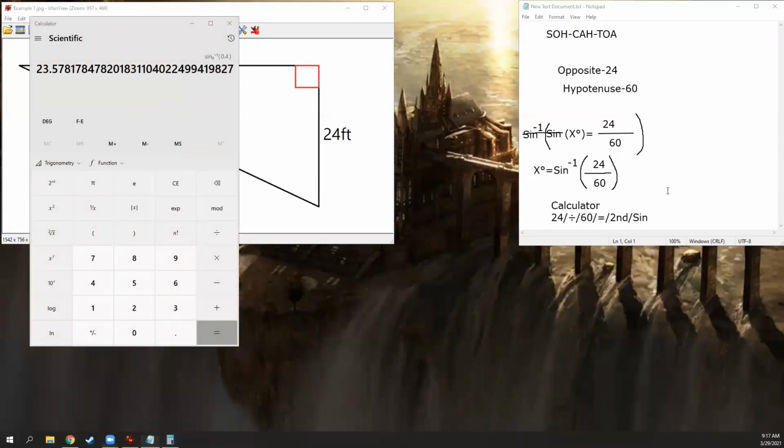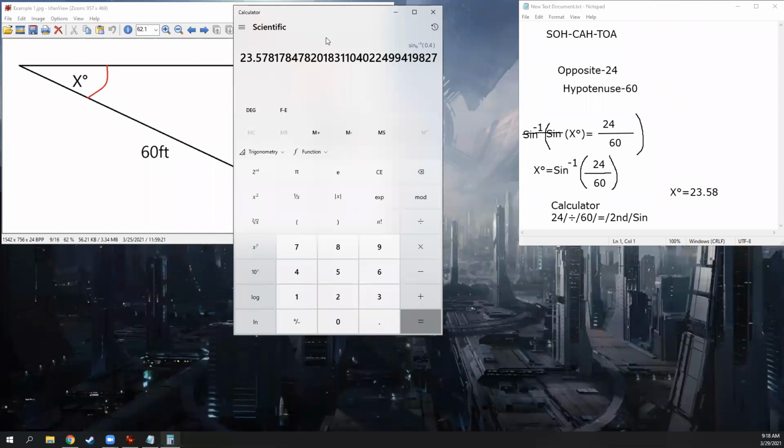Equals, what is it? 23.58. There you go. That's it. Very much like the sides, you're very, very rarely going to get a solid number. There's not a single solid number answer on the quiz. They're all decimals because trig is really hard to make whole numbers out of. Really, really hard. But yeah, there you go.